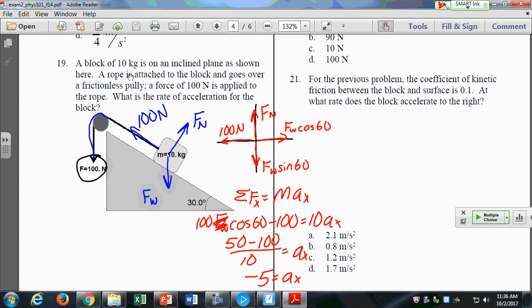Does that mean it's going up or down the inclined plane if it's negative in the negative x direction? It's going up, because remember, it's going in this direction, which is the same as this direction. We've rotated that coordinate system.